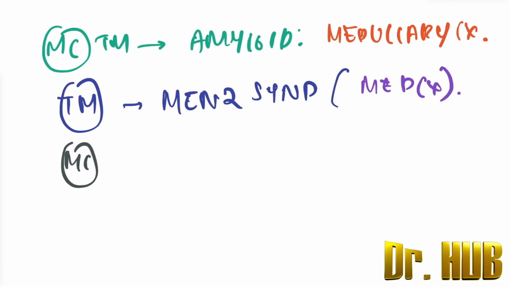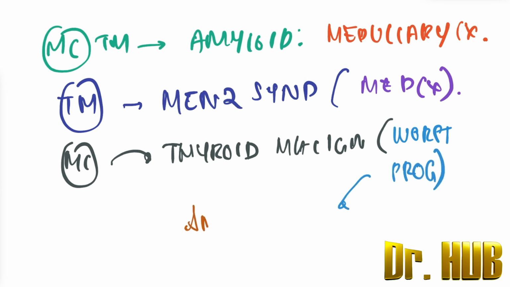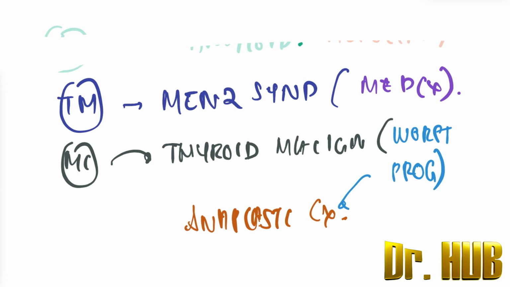Next is the most common aggressive thyroid tumor. So it is an aggressive thyroid malignancy. And this has the worst prognosis. So worst prognosis, this has to be the anaplastic carcinoma. Anaplastic carcinoma.